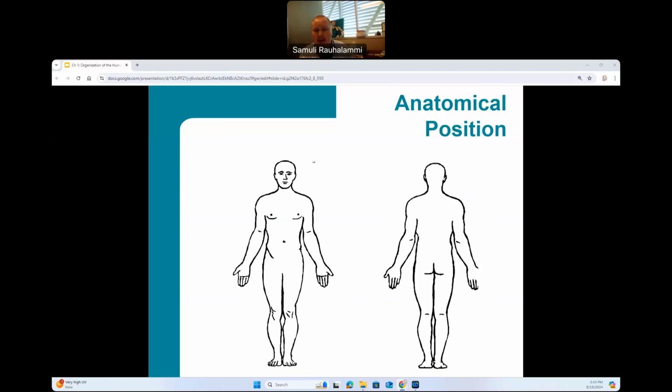If I had to describe what an anatomical position looks like, we're seeing here an individual who's standing erect, feet parallel to each other, and the arms hanging at the sides with the palms facing forward and the thumbs pointing away from the body. So I think that gives us a fairly good description of what's going on here.